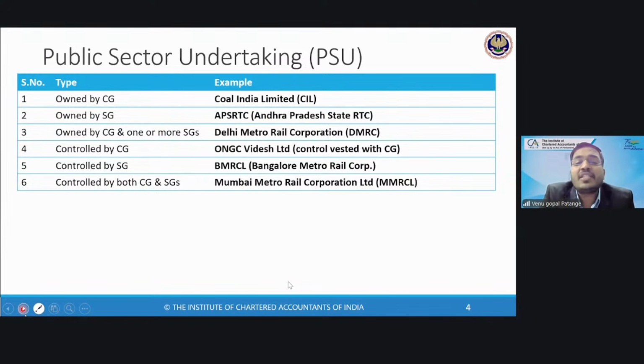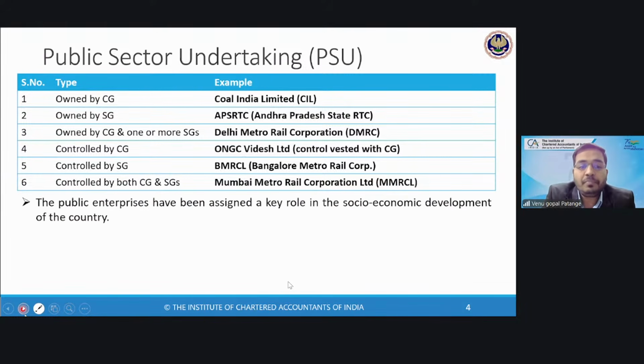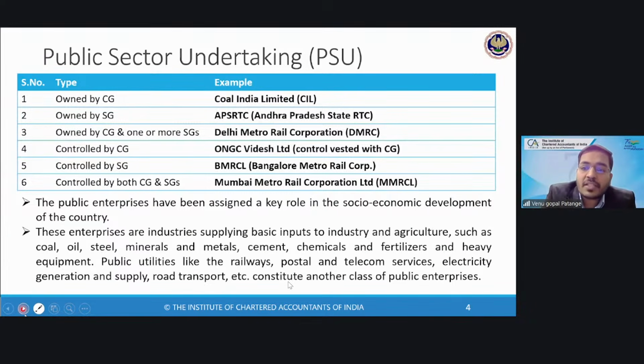Some JVs like ONGC Videsh, Bangalore Metro Rail, Mumbai Metro Rail are controlled by the central government, by the state government, or partly by central and partly by state governments. These public sector undertakings have always had a key role in the development of our country. They cater to multiple sectors: coal, oil, steel, minerals, metals, cement, chemicals, fertilizers. All these are also taken care of by public sector undertakings.